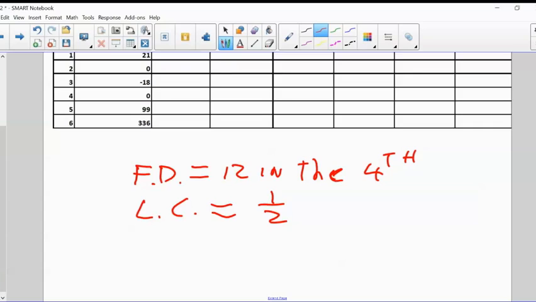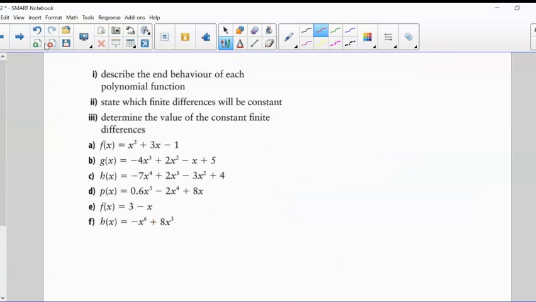All right, to take us up to the 11:15 hour, we're going to come back and look at how to actually calculate the equation later on. But let's look at some questions that are in the textbook. And I'm going to be calling on a few of you in a minute. Describe the end behavior of each of the polynomial functions. Which finite difference will be constant? Determine the value of the constant finite difference. So these are 6 questions. Let's see if we can answer a couple of questions about them.